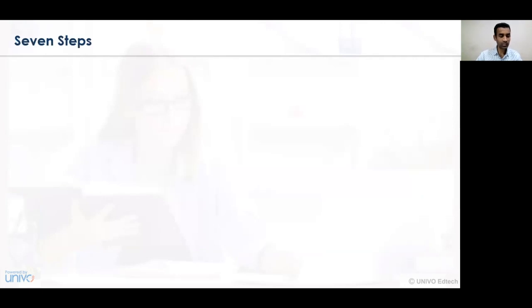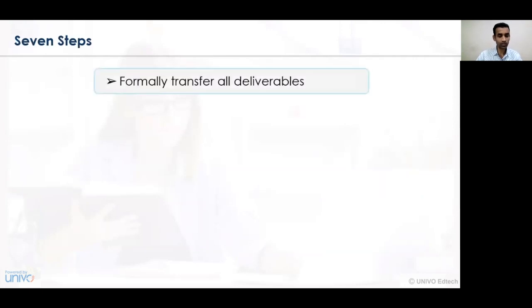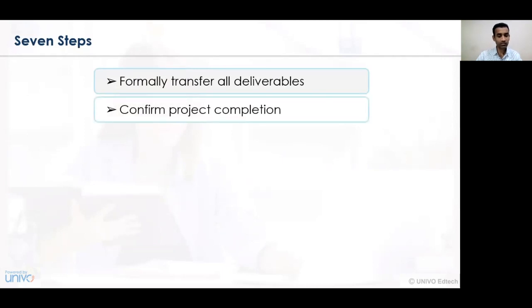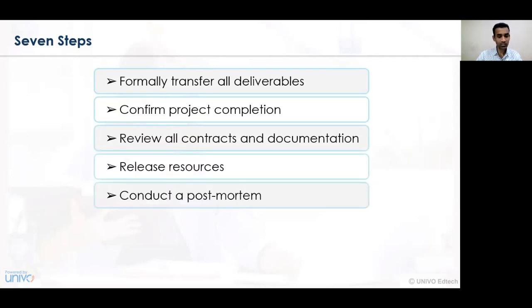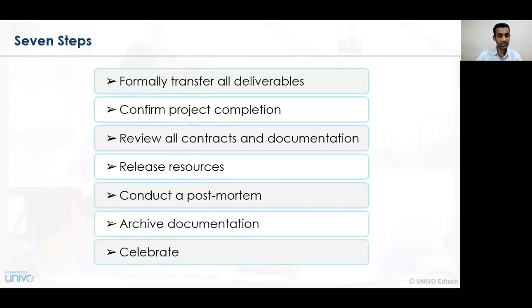Now let's understand the seven steps in the order closure. Number one is the formal transfer of all deliverables, confirming the project completion, reviewing all the contracts and documentation, releasing of the resources, the conduct of a postmortem, the archiving of the documentation, and lastly, celebration.